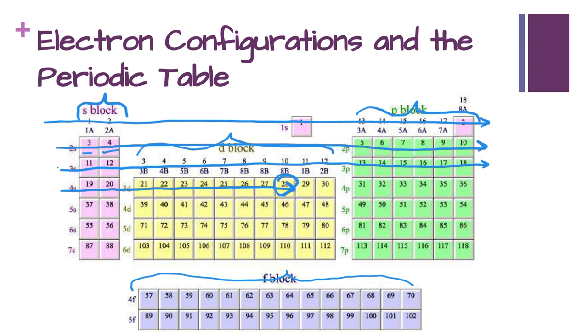And what's really nice about this is you get the weird jumps when you get down to 56, the 4s2. Then it goes down here to 4f14.